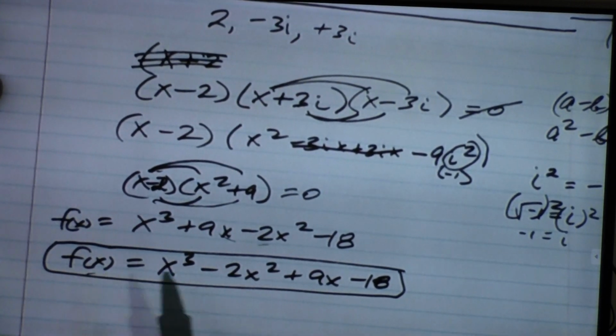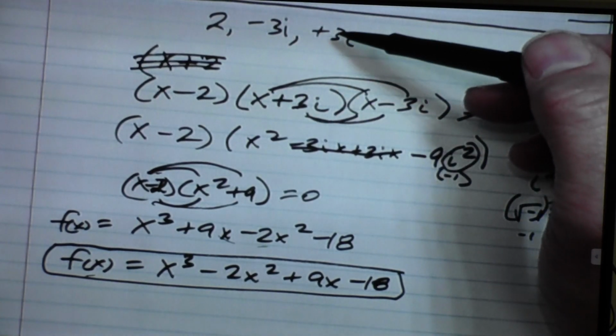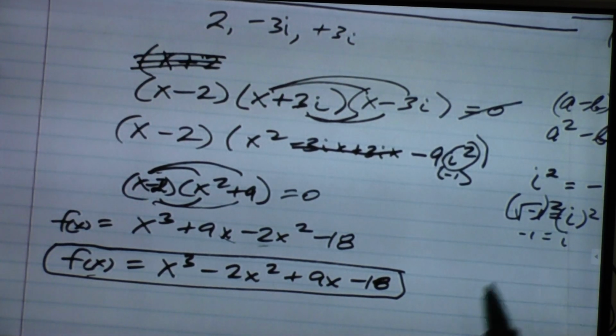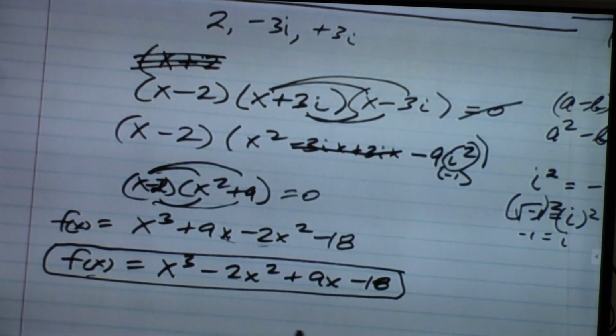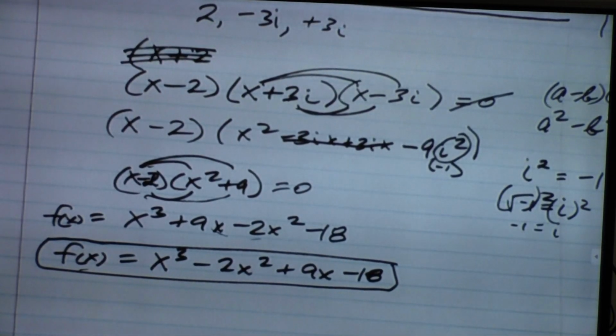So the function that has the zeros of 2 and negative 3i, and thus plus 3i, is x cubed minus 2x squared plus 9x minus 18. If we solved this and found first one of the roots, which would have to be a positive 2 with synthetic division, we would get a depressed polynomial that was x squared something, and we'd have to use the quadratic formula. And when we did the quadratic formula, we would get plus and minus 3i as our answer. And then we would have our three answers.